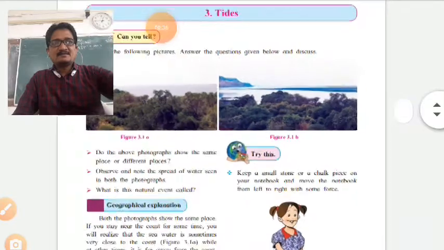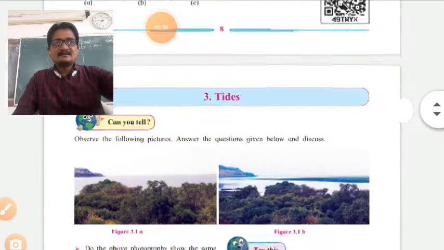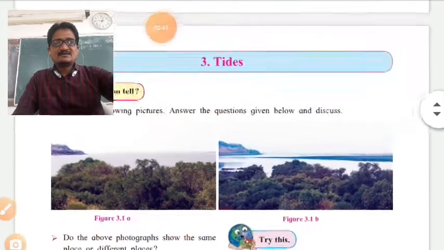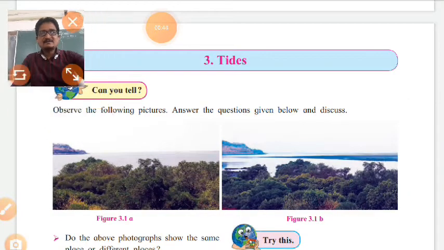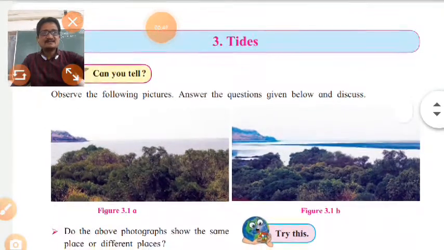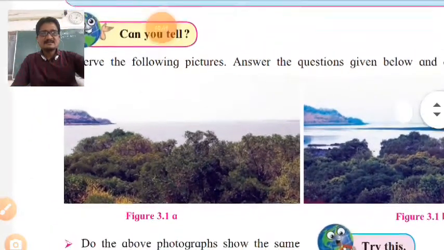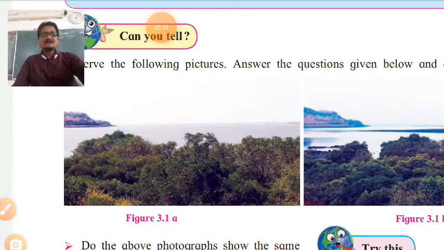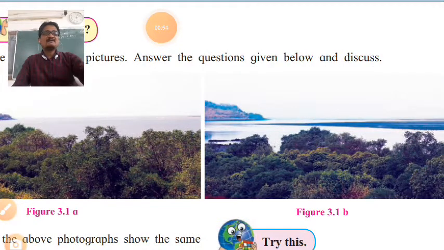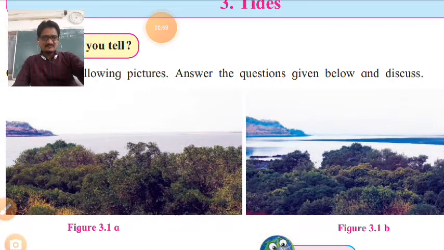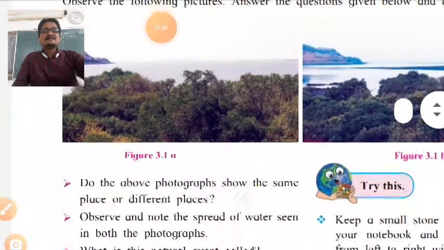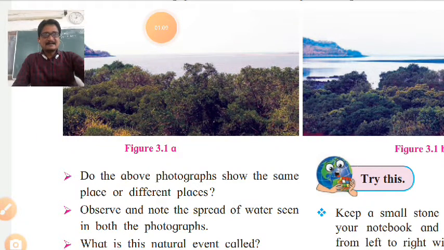So on page number 9, see that pictures are there. Observe these pictures carefully, answer the questions below and discuss these pictures. Figure number 3.1a and figure number 3.1b. You can observe these two pictures carefully. So what is the difference between them? Okay, then see all the questions regarding that. An explanation has been given also.